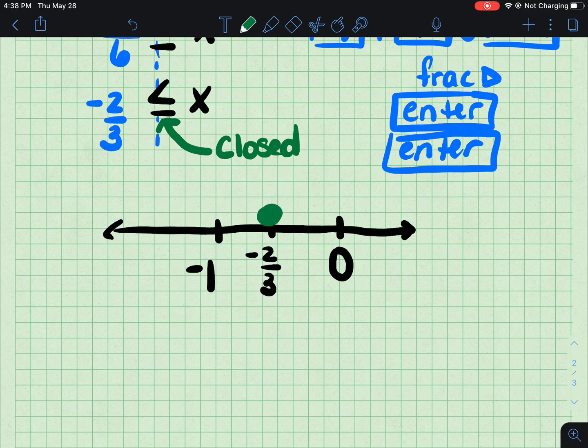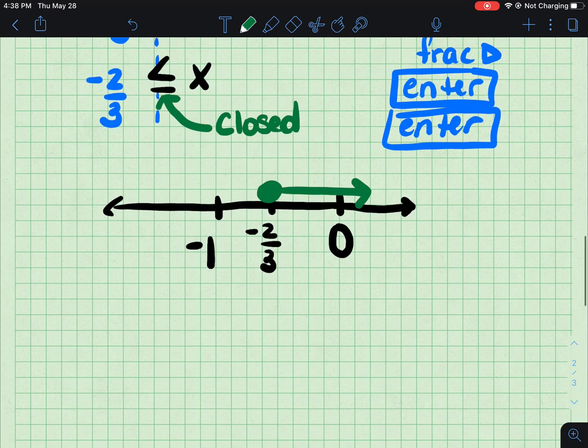I put my closed circle. Now, it says that -2/3 is less than or equal to x. So which number here would make -2/3 smaller than the x? Well, the 0 is actually going to make this true, so we're going to point towards the 0. Again, you may have to stop and really think about this because we're in the world of negatives, okay?